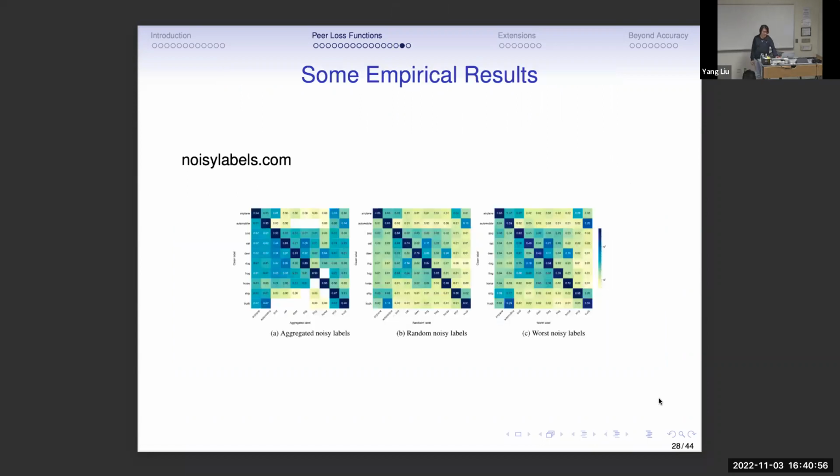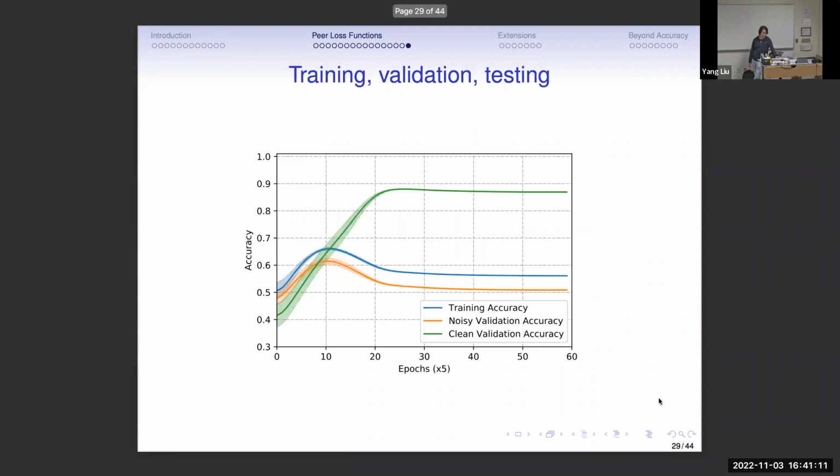I want to show some empirical results, but I already showed you the website, so I'm going to skip this part. If you're interested in the performance of these loss functions on the noisy data, take a look at noisylabels.com. We're continuing to update the leaderboards and everything.